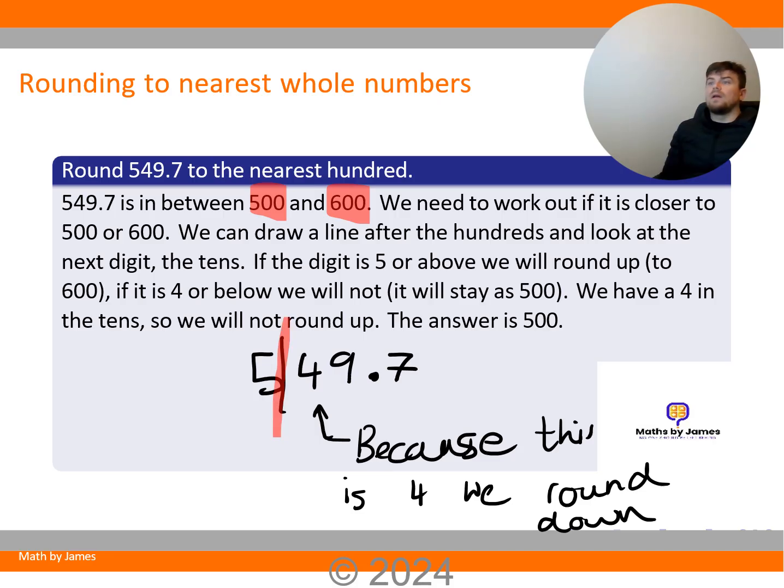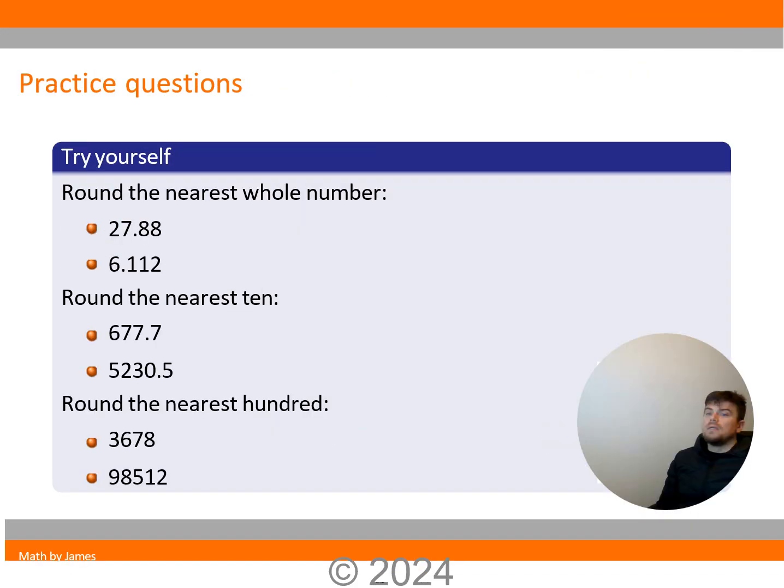So we put our line in here. Because it's a 4, we round down. This means it's 500. However close it is, it really depends on the question. Now let's have a look at some examples ourselves. So do try these, do pause and have a go.